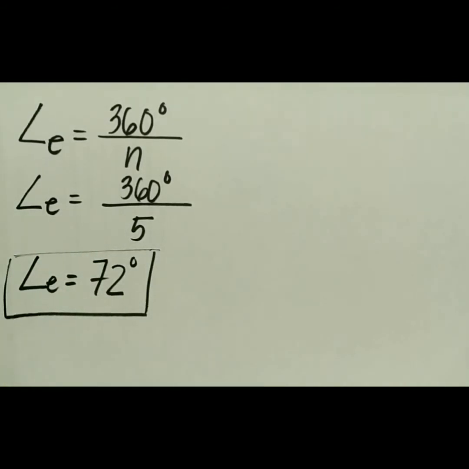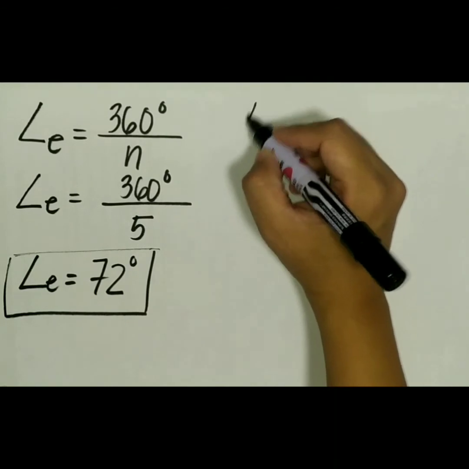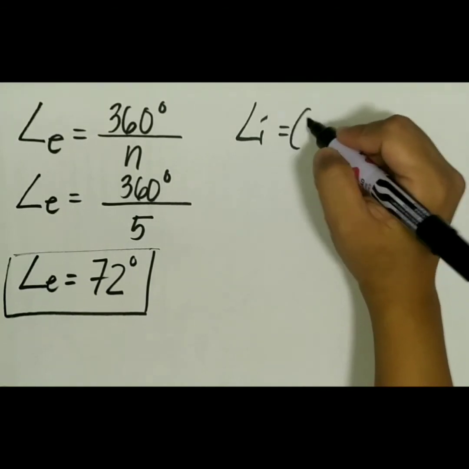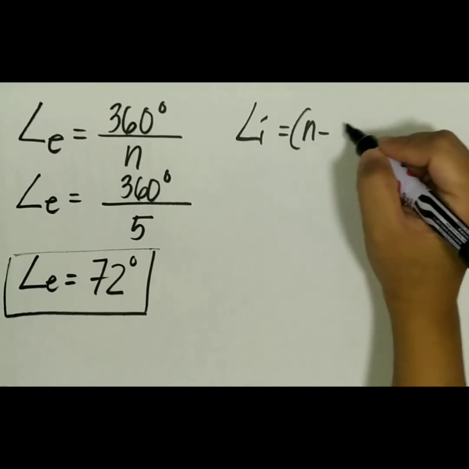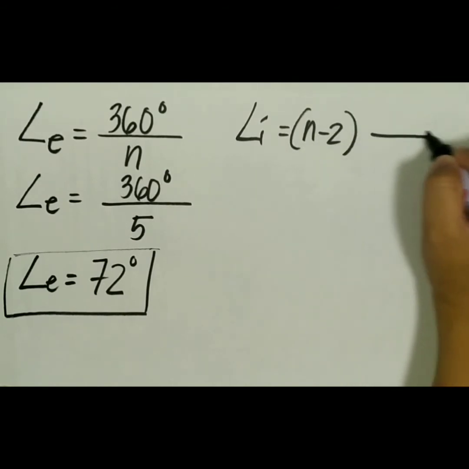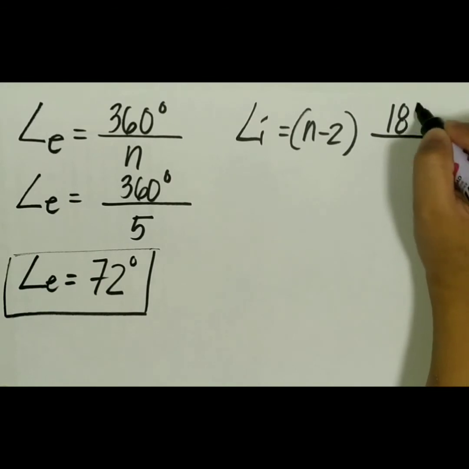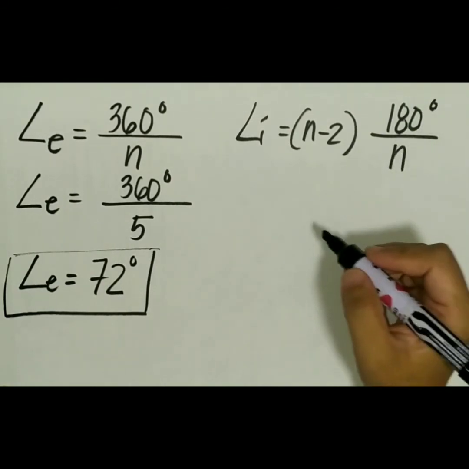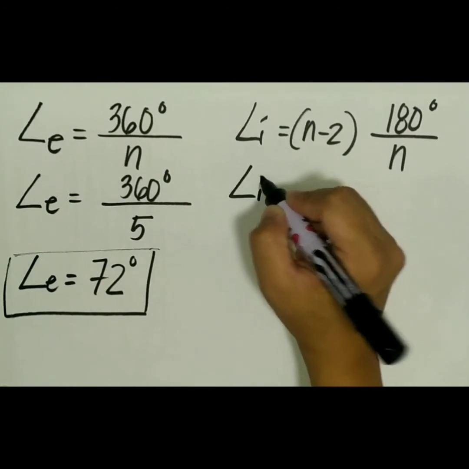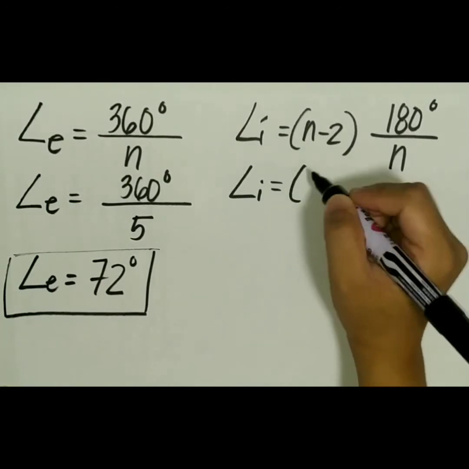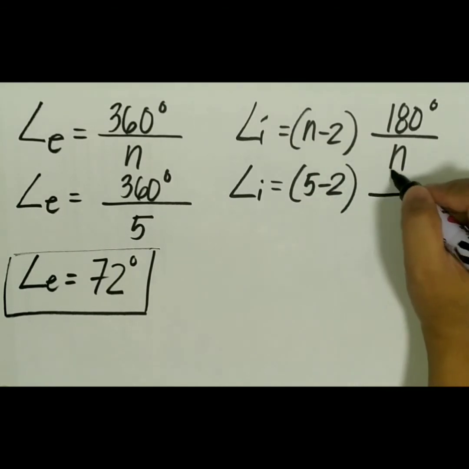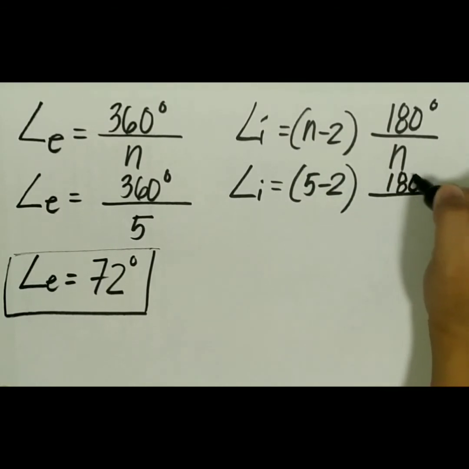Next, for interior angle, we have the formula equals n minus 2 times 180 degrees divided by n, where n is equal to 5. So let's substitute. Interior angle is equal to 5 minus 2 times 180 degrees divided by 5.